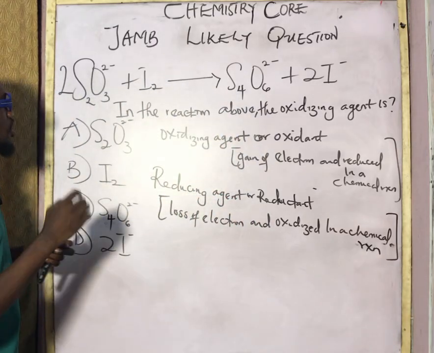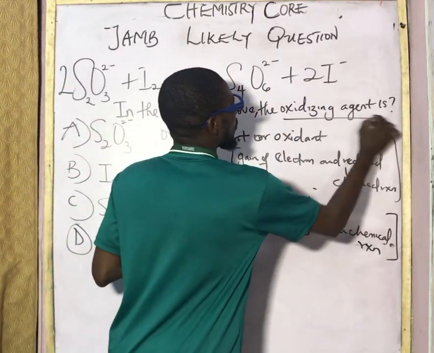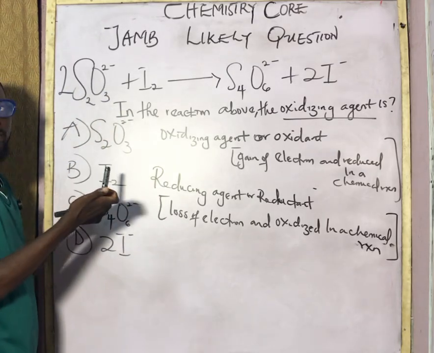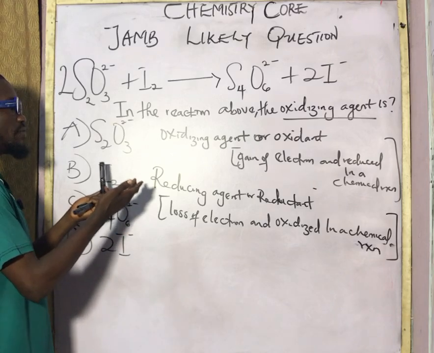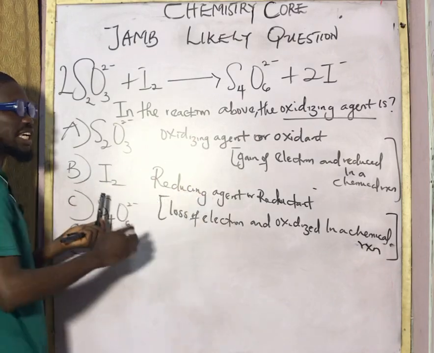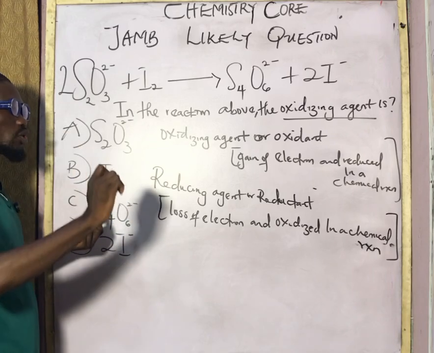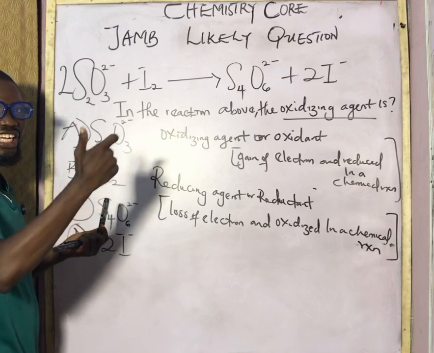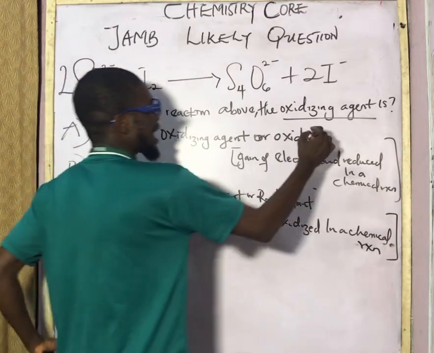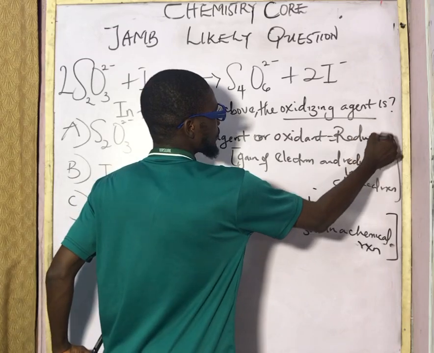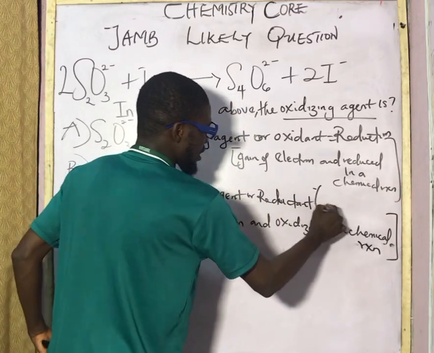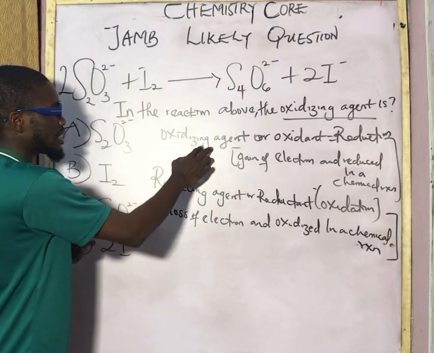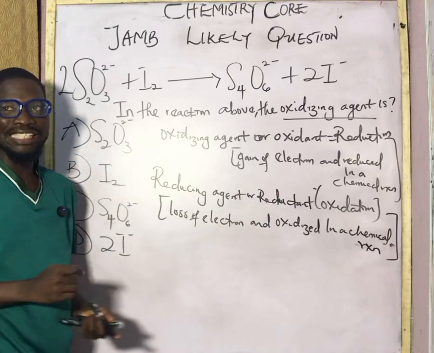Now, according to the question, we are only asked what is the oxidizing agent. And there's one thing you need to know: the secret or the trick behind the identification of the oxidizing agent and the reducing agent is that many students always get it wrong. In that case, there is a clue to a question like this. So we can easily say this is reduction, while this is oxidation.